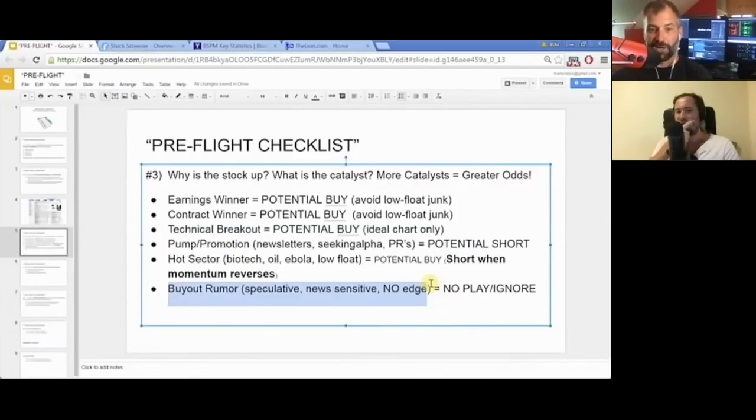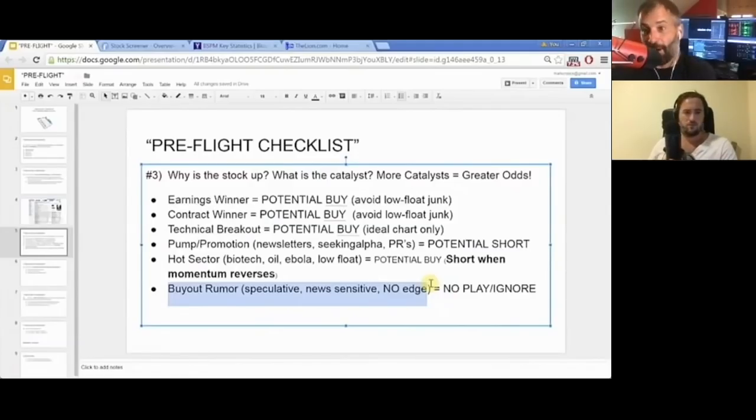Again, when he talks about earnings, contract, and technical breakouts, those are what I typically refer to as more of what a swing trade would be. He mentions avoiding the low float junk. I typically avoid low float junk when I swing trade. The pumps and promotions aren't really around much anymore, but when there is one, it's a potential short.